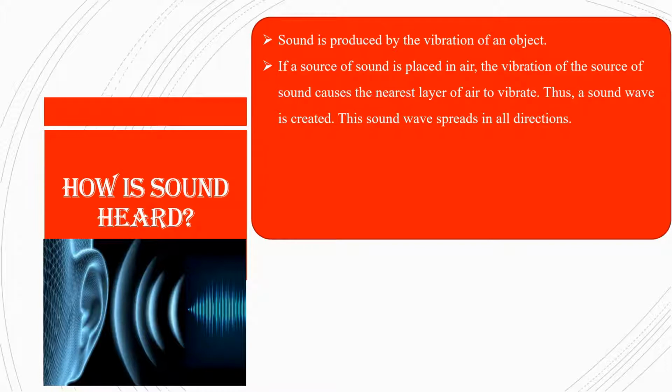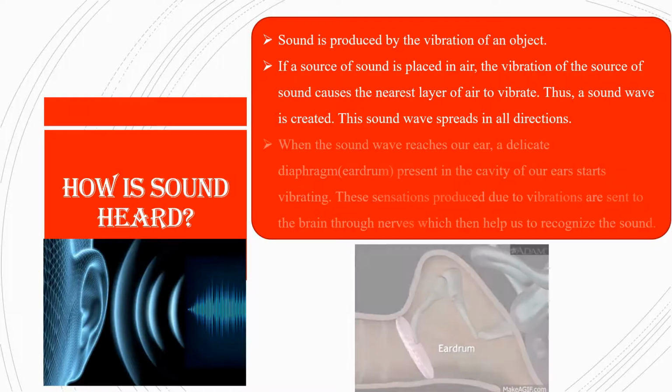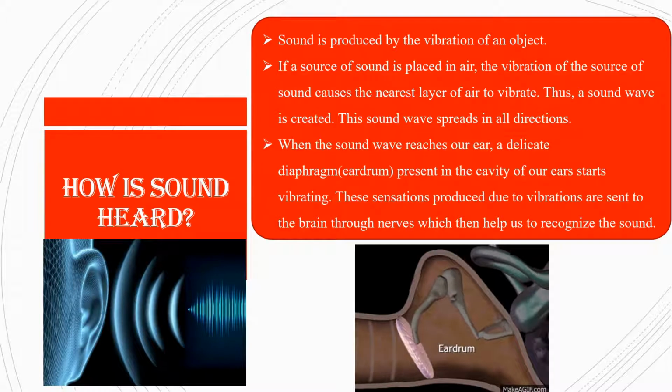And when the sound wave reaches our ear, a delicate diaphragm, that is the eardrum, present in the cavity of our ears starts vibrating. And these sensations produced due to vibrations are sent to the brain through nerves, which then help us to recognize the sound.